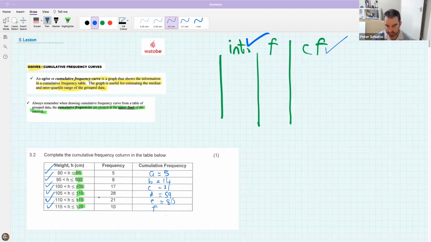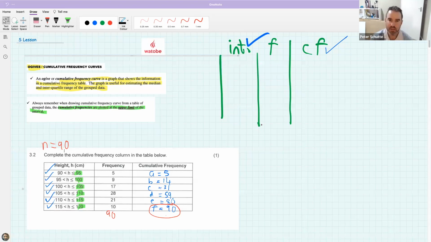What this is saying is up until 115 centimeters, there have been 80 students. Now if I want to go all the way up to 120, how many students will I have measured? I will have got 90. What this is telling us is this grouped data table has measured 90 students in total, because the cumulative frequency total is 90. If I added up all of these items here, I would also get 90. So in this exercise, when we talk about N, we know that N is 90 because 90 students have been measured.